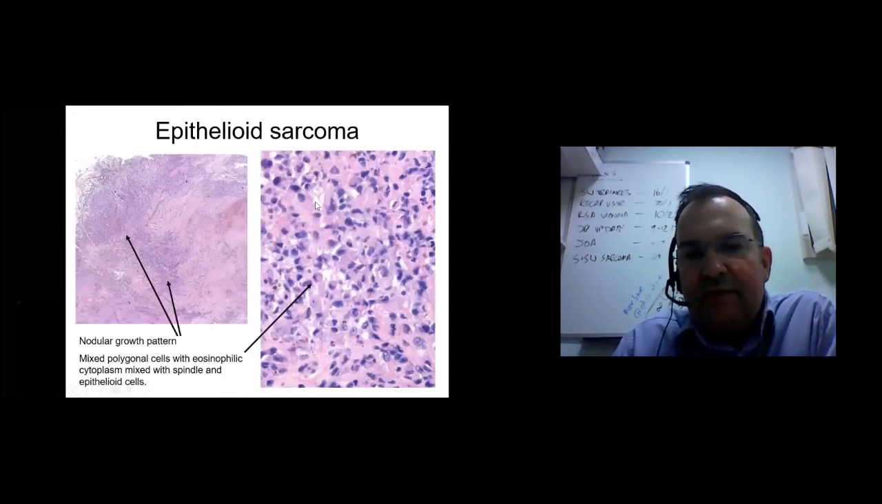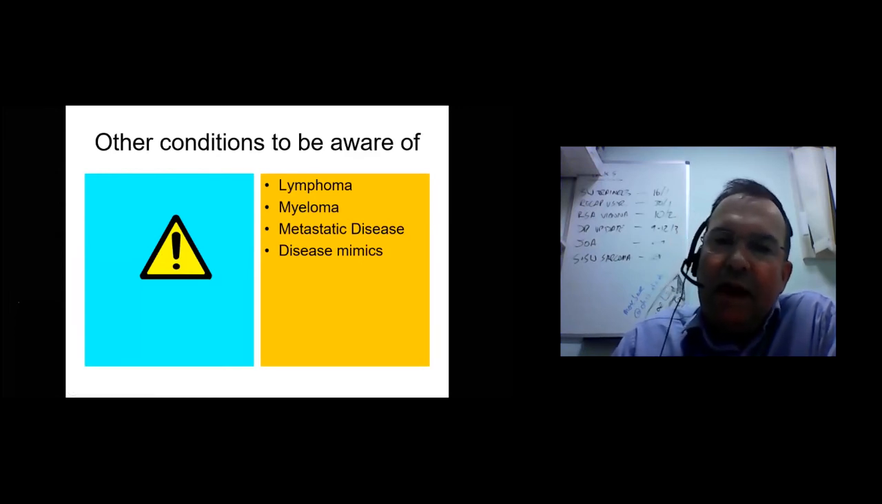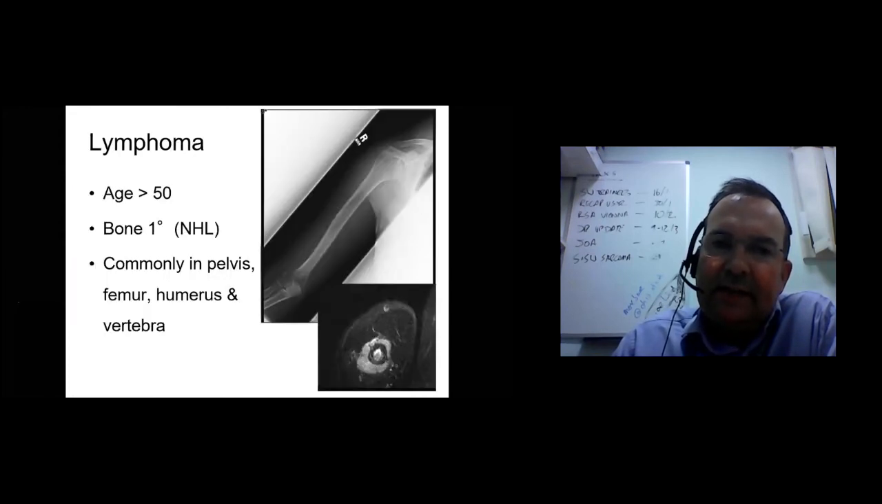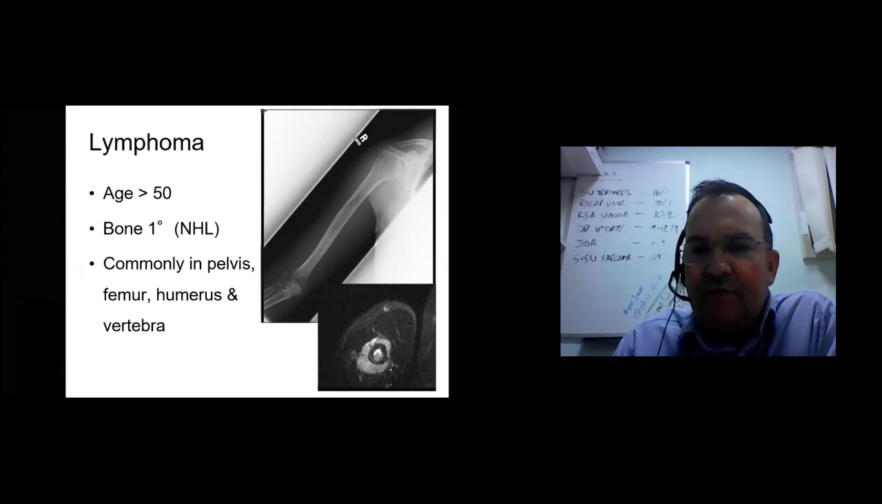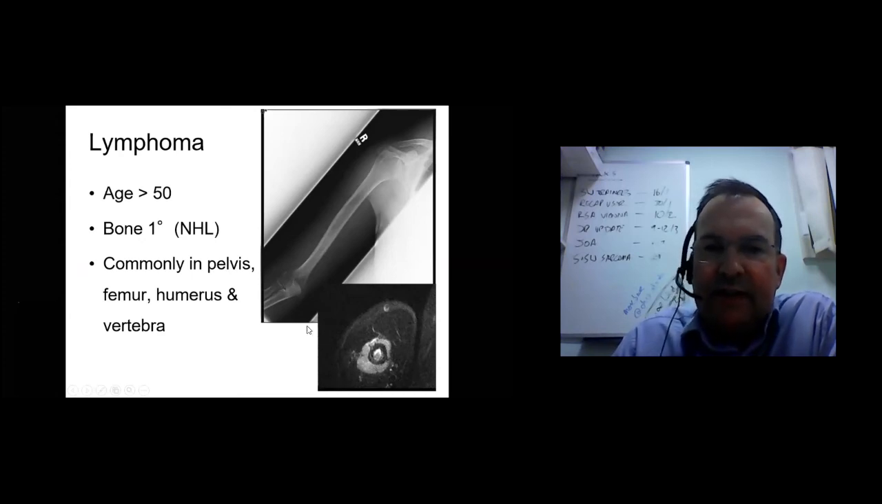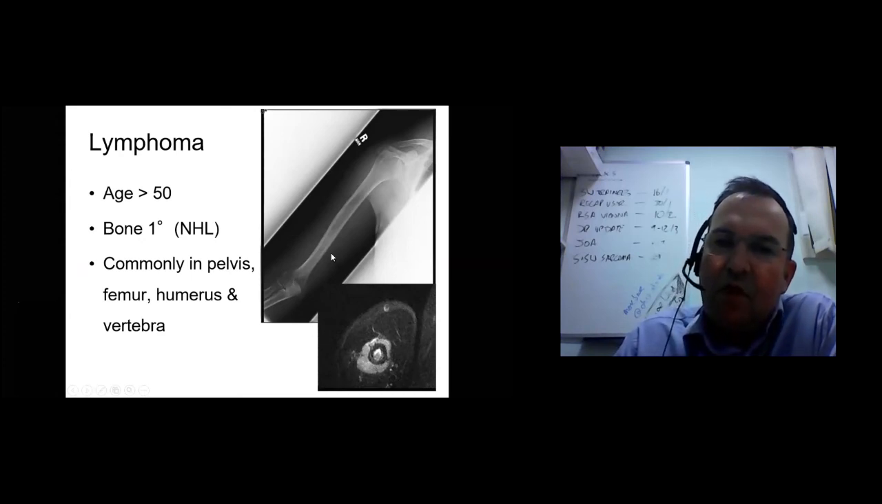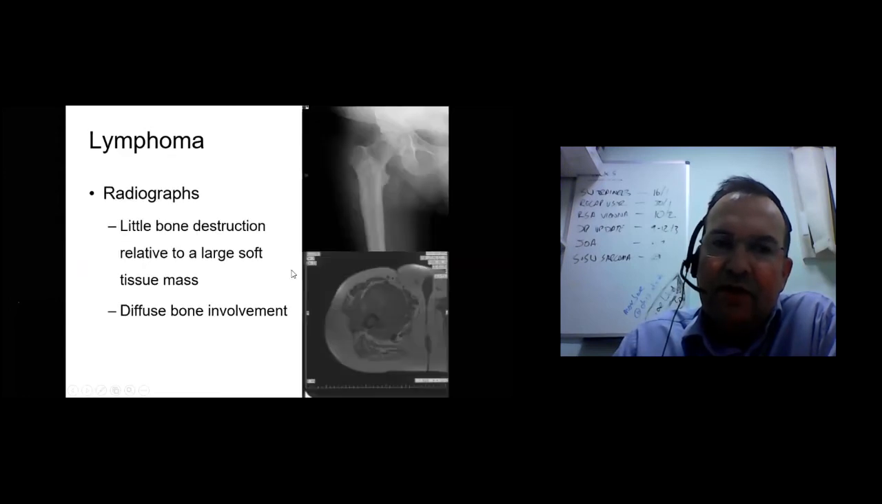Really aggressive nodular growth pattern here with mixed polygonal cells with eosinophilic cytoplasm. Just be aware of the great mimickers. So that's lymphoma, myeloma, metastatic disease. Here's lymphoma. The radiographs will often appear relatively normal, but actually when you do the MRI scan, you can see that there's more aggressive disease. The primary treatment here will be chemoradiotherapy unless they've fractured.